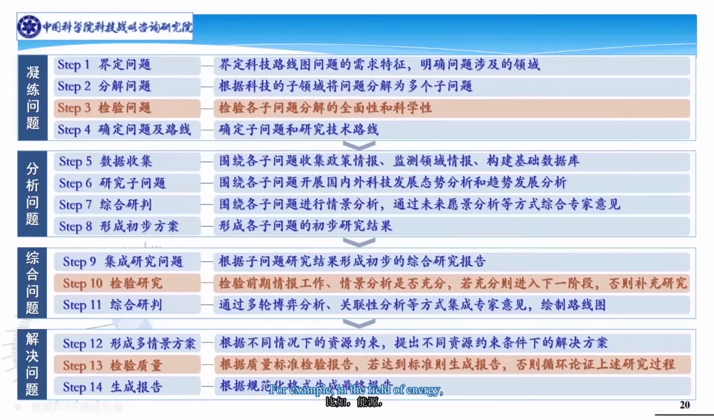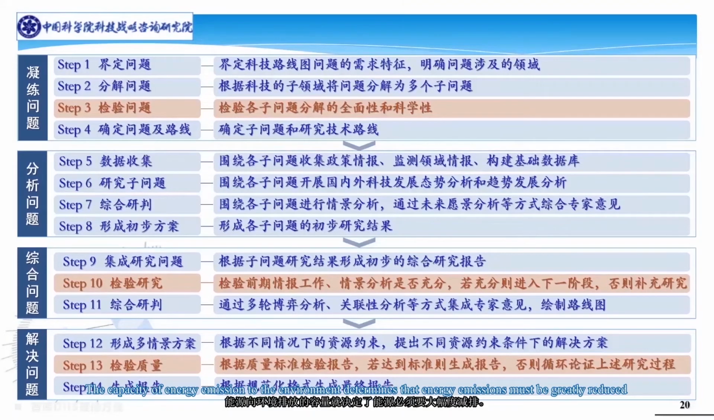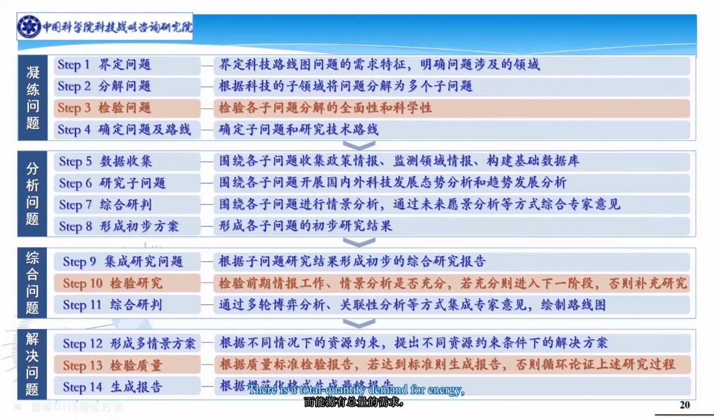For example, in the field of energy, in 2020, 2030, and 2050, energy problems are linked to environmental problems. The capacity of energy emission to the environment determines that the energy emissions must be greatly reduced, and energy consumption should meet the demand of the environment. There is a total quantity demand for energy, which cannot be expanded indefinitely. So if we want to realize these conditions, we need to know which science and technology problems to solve. This is called demand and research fields.